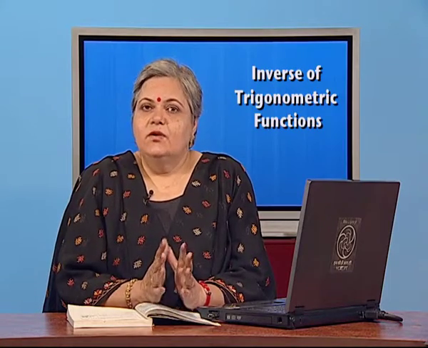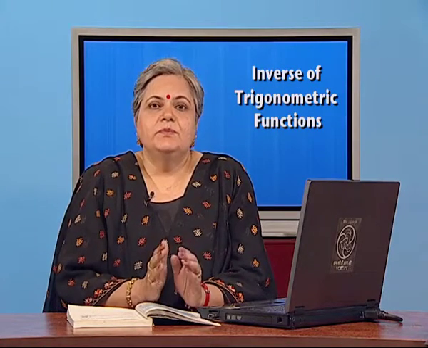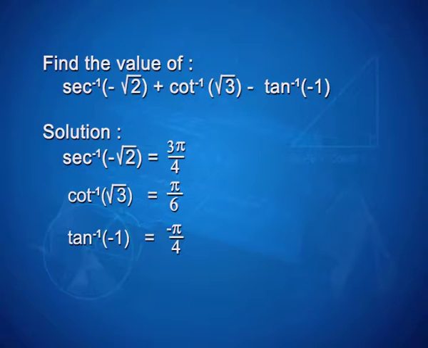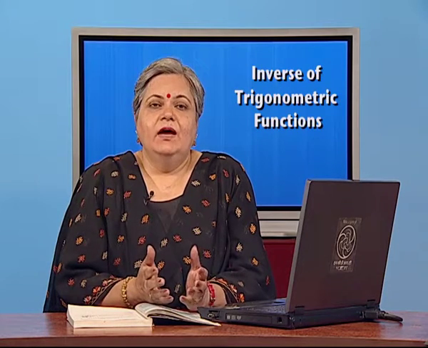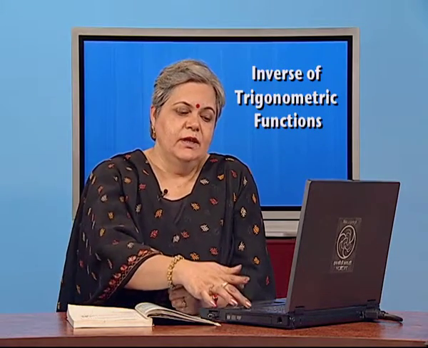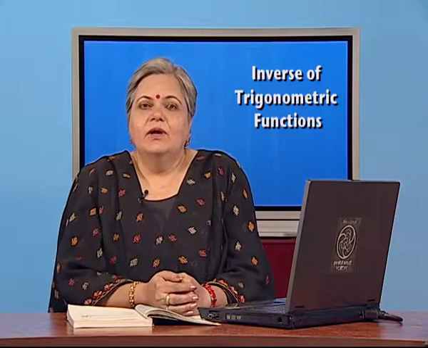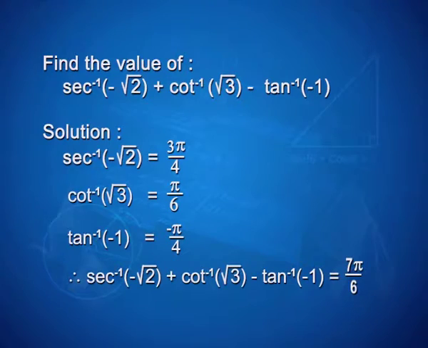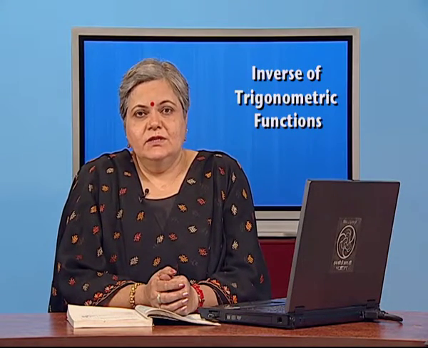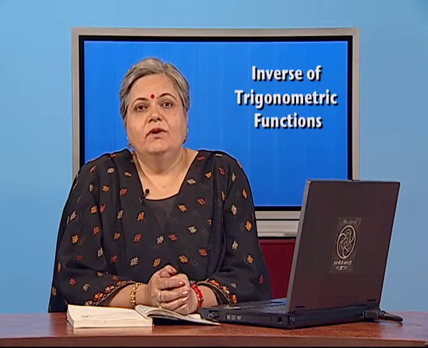For tan inverse of minus 1, the principal value branch has the range as open interval minus pi by 2 to pi by 2. So, obviously, the angle will be minus pi by 4, and therefore, we have the value of all the 3 terms, and so we are ready to evaluate the expression, and it all adds up to be pi by 6.